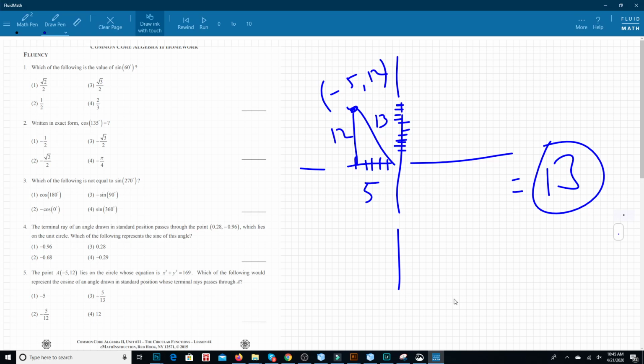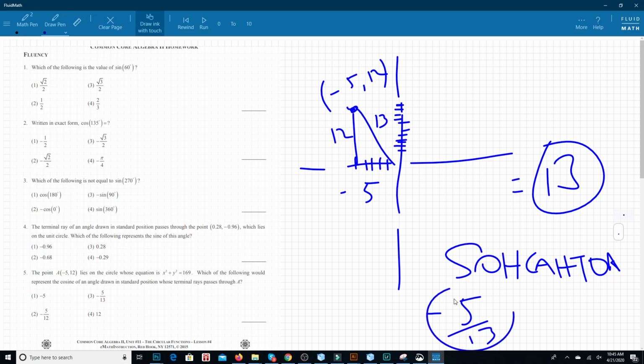So they want to know the cosine. Remember from SOHCAHTOA, cosine is adjacent over the hypotenuse. Since this is a negative 5, that's going to be negative 5 over 13. That's my hypotenuse. Everyone get that? Negative 5 over 13.